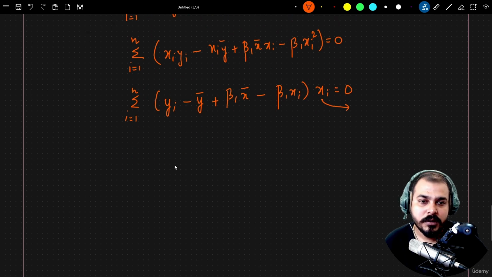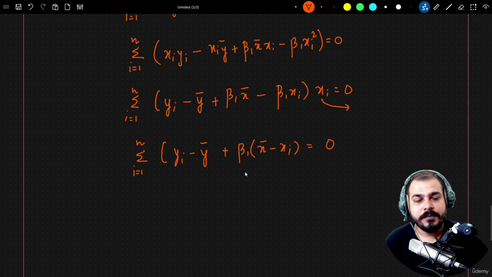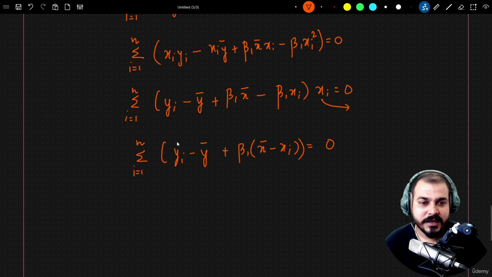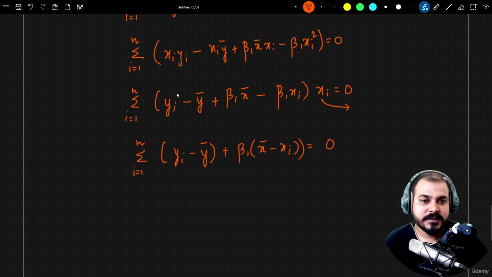Now the next thing that we are going to do, I will write summation of i equals 1 to n, and here I will write y of i minus y bar. So this is my first equation, and then I will also say beta 1, and here I will write x bar minus x of i is equal to 0. Finally. Obviously I can also take y of i minus y bar together as a separate group, because I'm just grouping this and taking a common of beta 1, and I'm basically writing beta 1 x bar minus x.